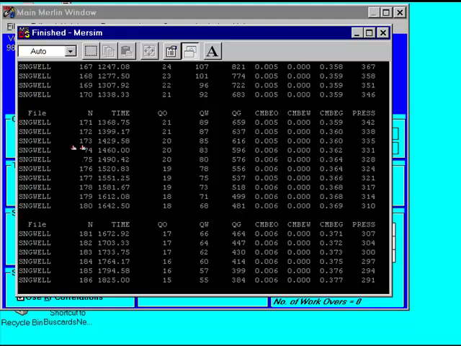On this PC, I would not hesitate to run a 50 or 60,000 grid cell model.